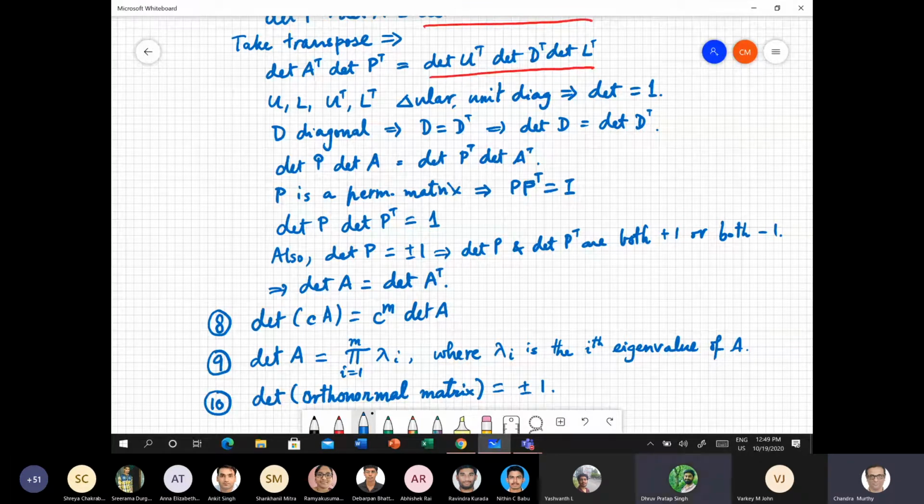So for any orthonormal matrix, the determinant is plus or minus 1. In particular, a permutation matrix is an orthonormal matrix, and therefore its determinant is also equal to 1 or minus 1.